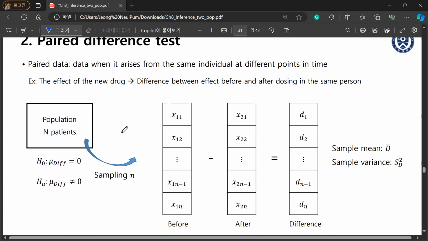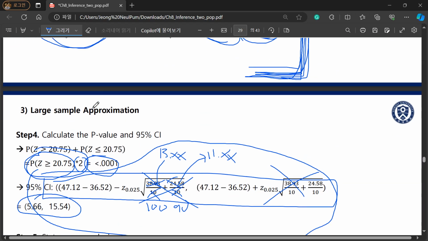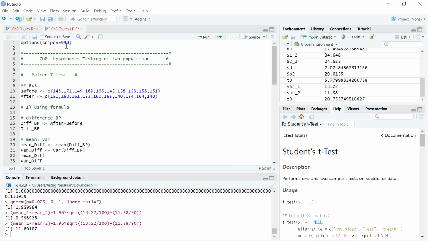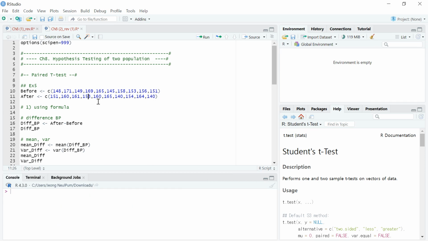And I also left the example 9.1 as your exercise. So please do it yourself. And this is the first part of chapter 8. So let's go to the second part of chapter 8. It's very short, so let me do it shortly.